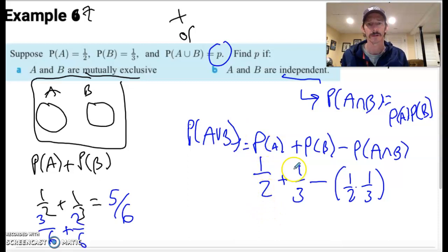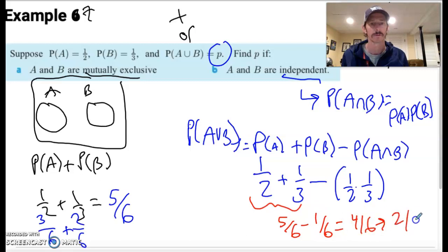So I already did some common denominators with these two guys. So I already know that these two add up to 5/6 because I just did it right here. So that's kind of a little bit of a cheat on my part. Minus, I multiply 1/2 and 1/3, I get 1/6. So this answer is 4/6 or 2/3.